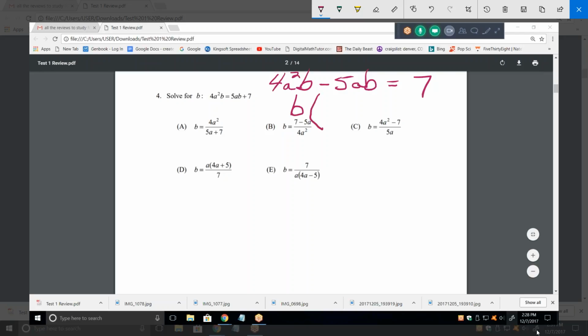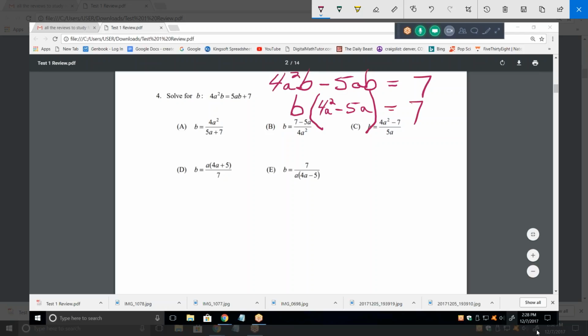What is left if I factor out a B? When you factor out a B, what are you doing? You're dividing each term by B. So divide the first term by B, what do you have? Just 4a squared. Divide the second term by B, what do you have? Minus 5a.